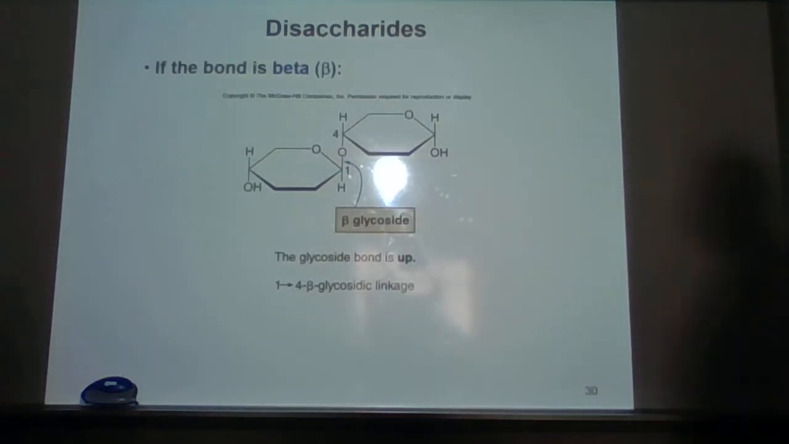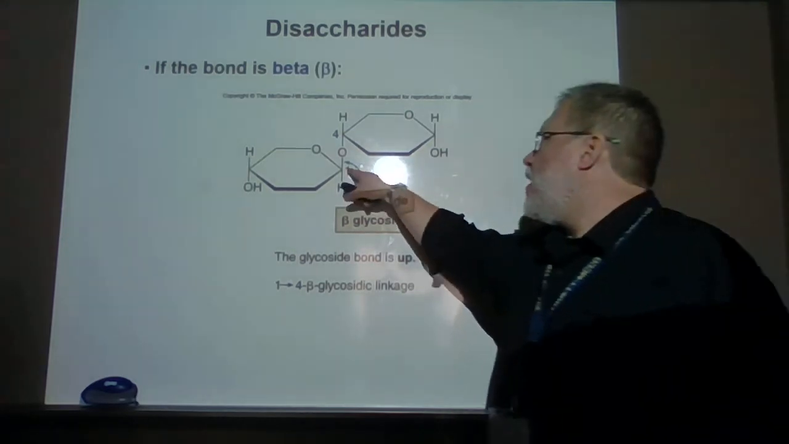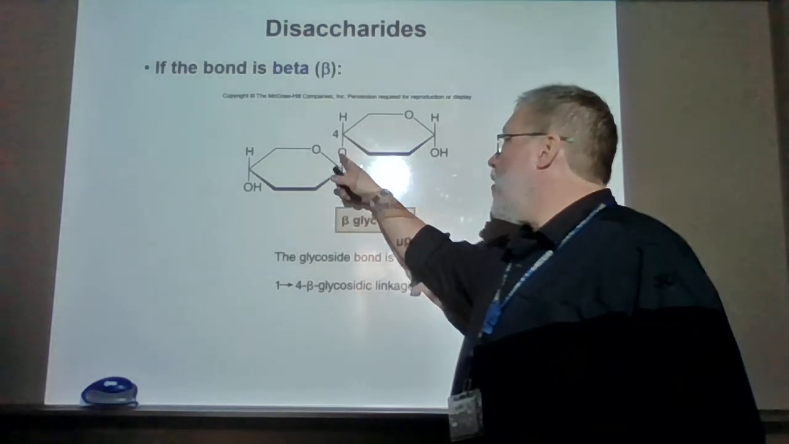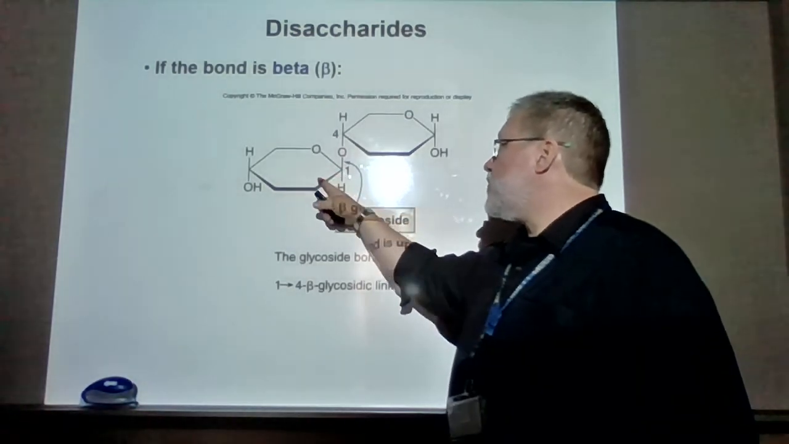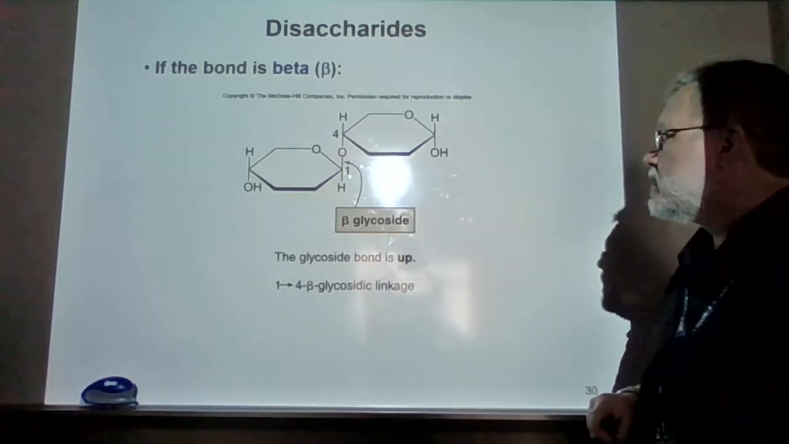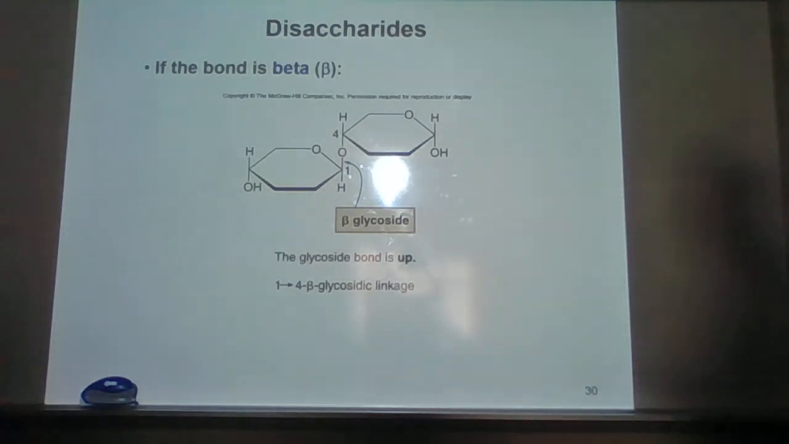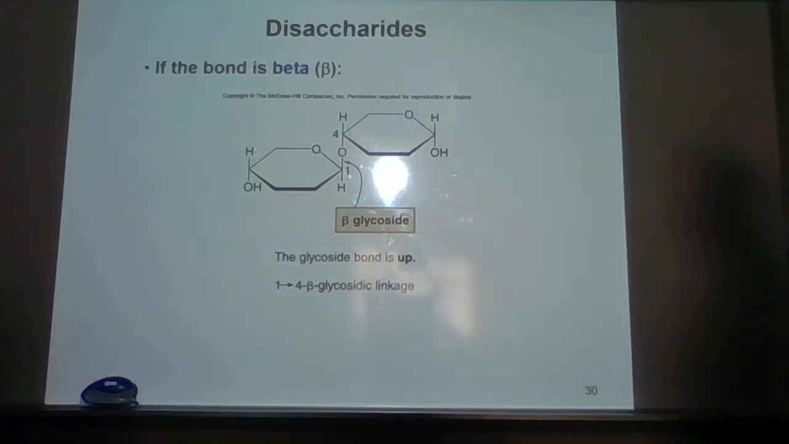You can have disaccharides that are linked in the beta form. The 1,4 here, the OH with respect to C1 of this ring is up. This is a 1,4 beta glycosidic linkage.